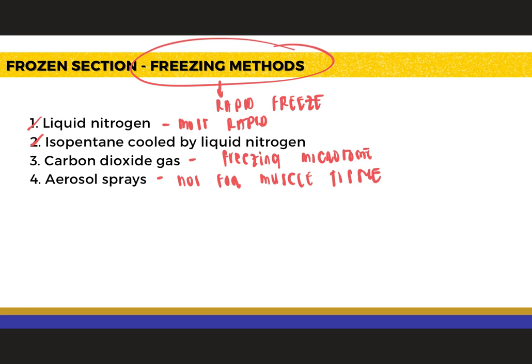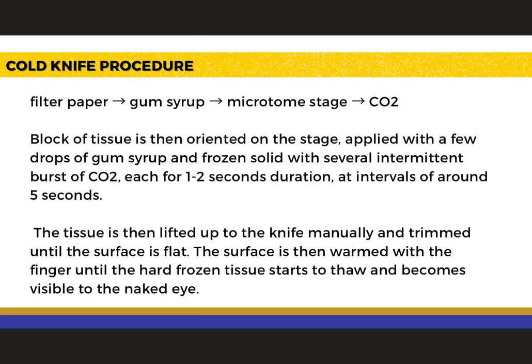Again, your aerosol sprays provide adequate freezing for small pieces of tissue, except for muscle tissue. These aerosol sprays are readily available in the market. We said aerosol sprays cannot be used for muscle tissue. So the question is, what is the excellent method for freezing muscle tissue? The answer is your isopentane. Now let's go to your cold knife procedure.